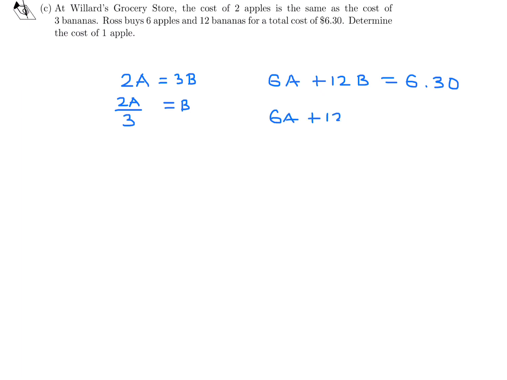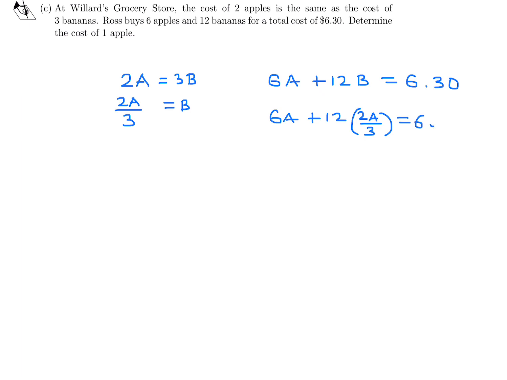At Willard's grocery store, the cost of 2 apples is the same as the cost of 3 bananas. Ross buys 6 apples and 12 bananas for a total cost of $6.30. Determine the cost of 1 apple. So 2a is equal to 3b, and therefore b is equal to 2a over 3. So we can plug that into the formula that 6 apples plus 12 bananas is equal to $6.30. And we know that 6a and then 12 times b is 2a over 3.